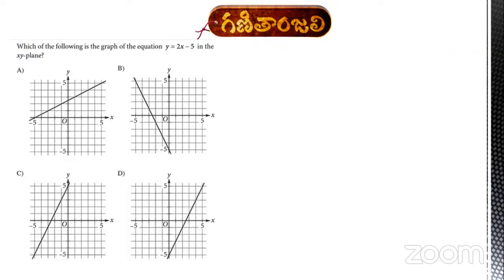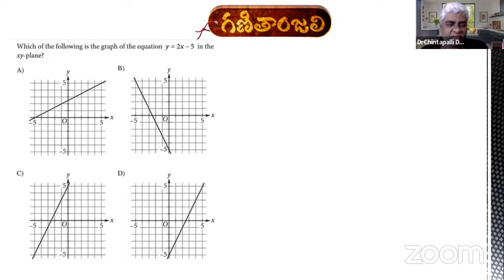I'm sure we can find. So we can do it with the y-intercept? Yeah, because the y-intercept is very clear there. That is minus 5.